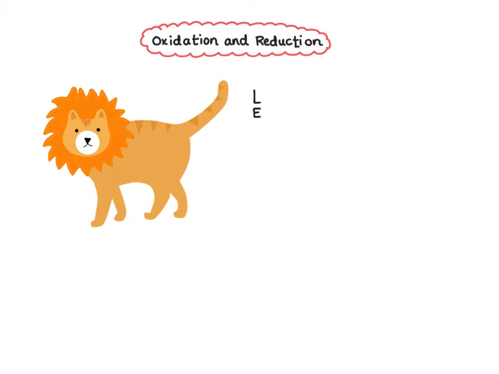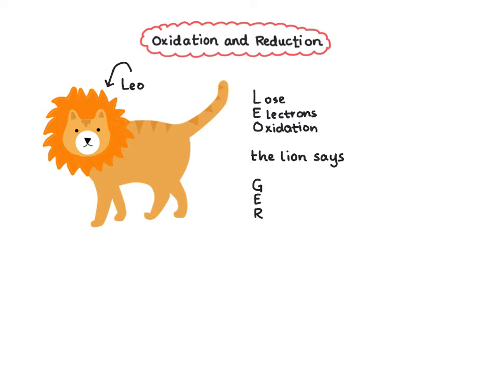Leo, L-E-O, the lion, says Ger, G-E-R. So this is Leo, ferocious lion. And Leo the lion says Ger stands for lose electrons, oxidize or oxidation, and Ger stands for gain electrons, reduction.